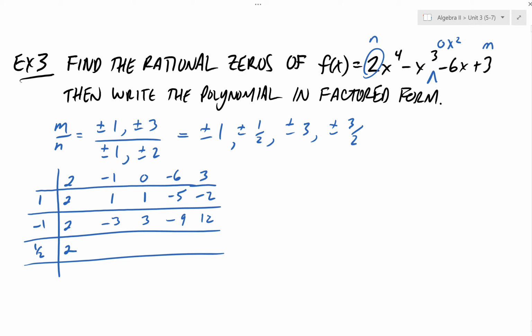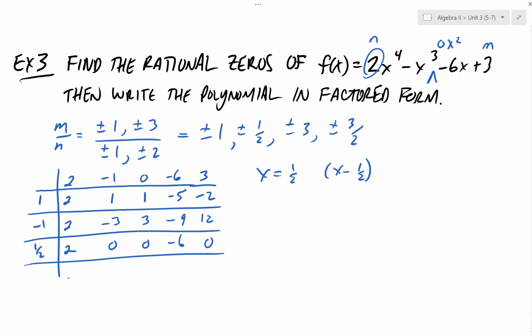And so if I bring down the 2, multiply, I get 1. Add to negative 1, and I get 0. Multiply, I get 0. Add to 0, I get 0. Multiply, I get 0. Add to negative 6, I get negative 6. And 1/2 times negative 6 is negative 3. Add that to 3, and we get 0. So we just found a factor, x equals 1/2, and the factor is x minus 1/2.